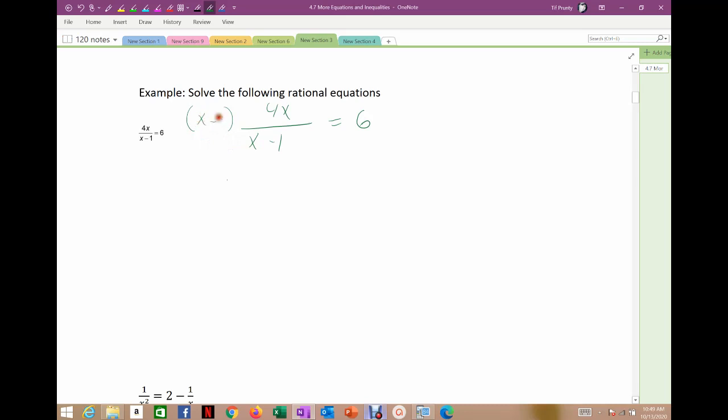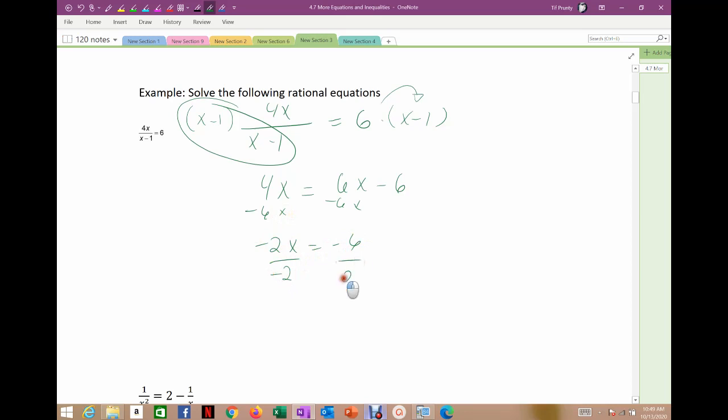I'm going to multiply this side by x minus 1. Whatever I do to one side of my equation, I have to do to the other. These two things reduce to 1, they cancel each other out, and I'm left with 4x on that side. On the other side, 6 times x minus 1, so I distribute my 6: 6x minus 6. There's my polynomial, which I can solve pretty easily. I move the 6x to the other side, so I get negative 2x equals negative 6, divided by my negative 2, and I get the solution x equals 3.